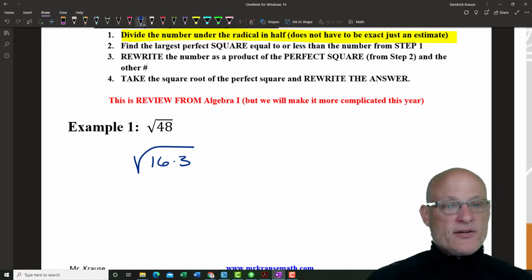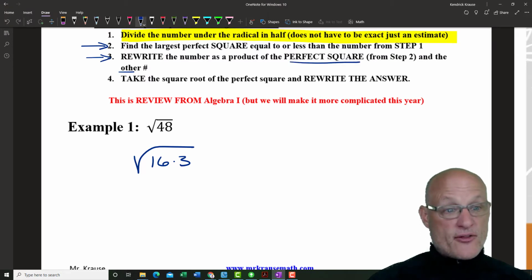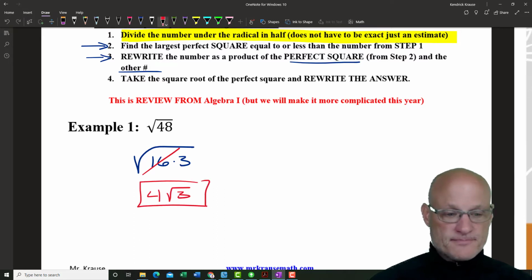Now, so I find the largest perfect square, it's 16. I'm going to rewrite it as the product of the perfect square and the other number. In this case, the other number is 3. And then I'm going to take the square root of the one that I can. This is 4, so I end up with 4 square root of 3. We'll keep practicing.